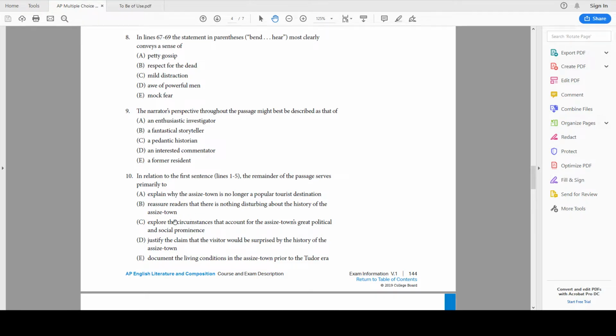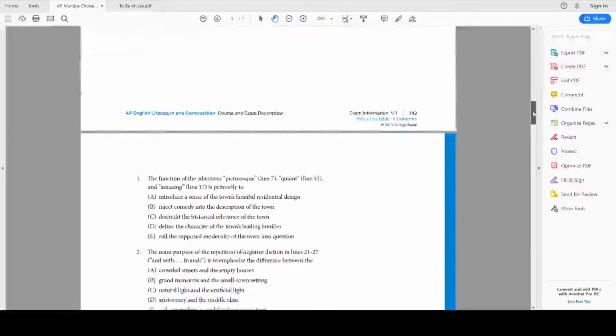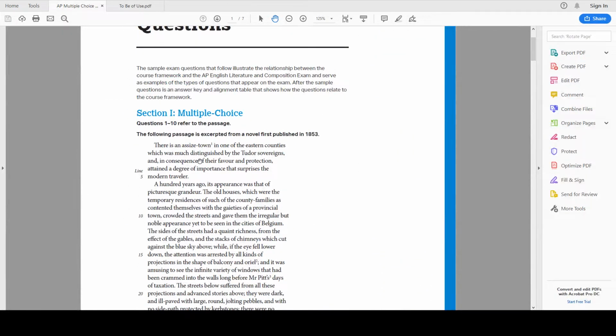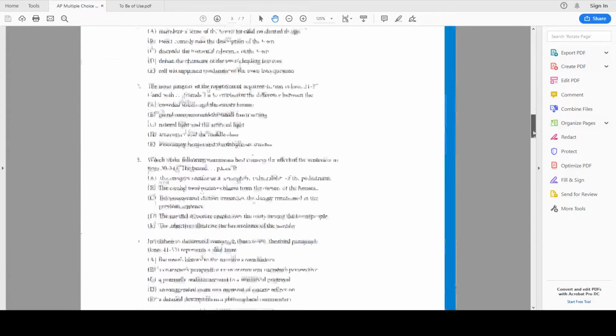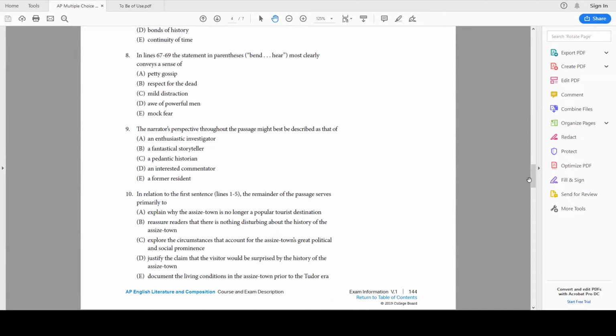Once again, a classic right and wrong answer. In fact, the first lines explain the circumstances. Let's go back. The first lines were, it was distinguished by the Tudor sovereigns, and that it was given favor and protection. So that's the right part. If you read the whole passage, you know the circumstances that account for its great political and social prominence. But that wasn't the question. The question was, what does the remainder of the passage do? And it's the first 5 lines that do what C says, not the rest of the passage. Classic example of some right, some wrong.